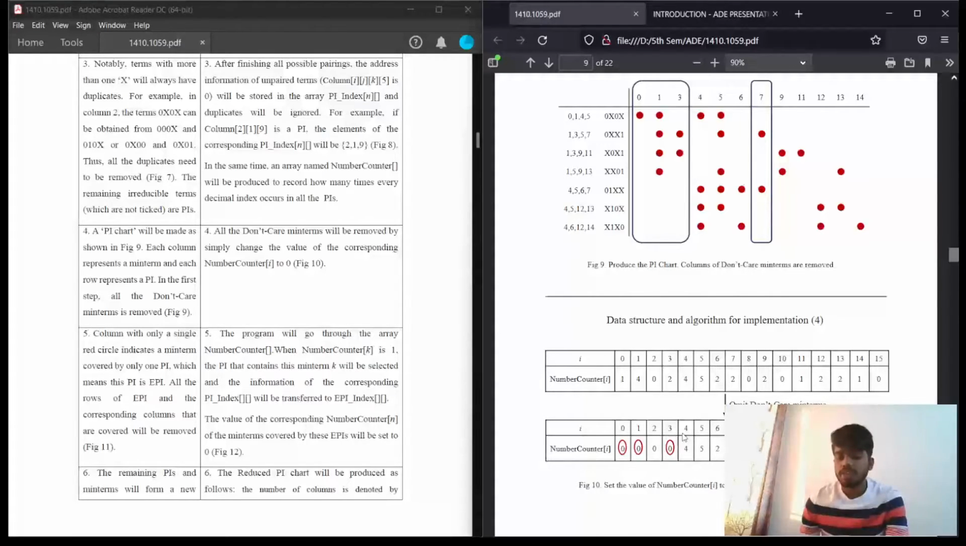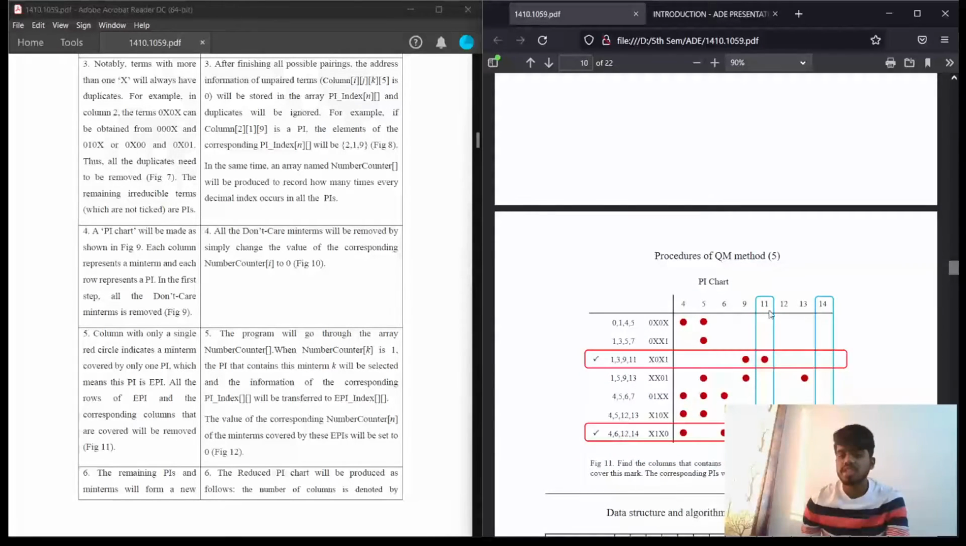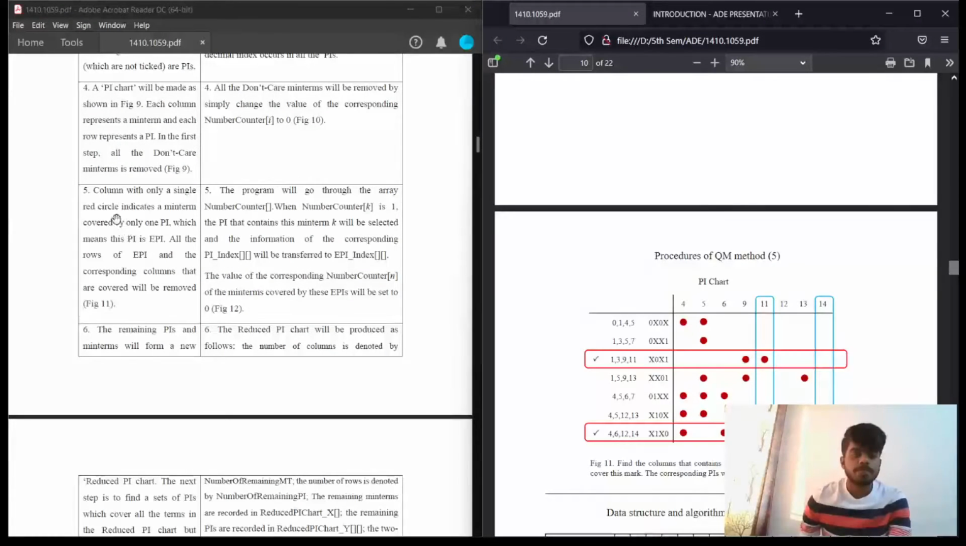So what's actually remaining for us? 4, 5, 6, 9, 11, 12, 13, 14. All these are actually remaining. So in the next step, we write down all these: 4, 5, 6, 9, 11, 12, 13, 14. And let's see what's the next procedure.